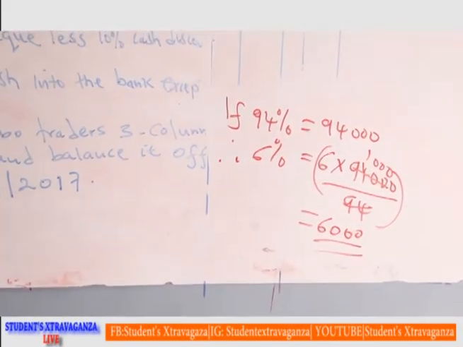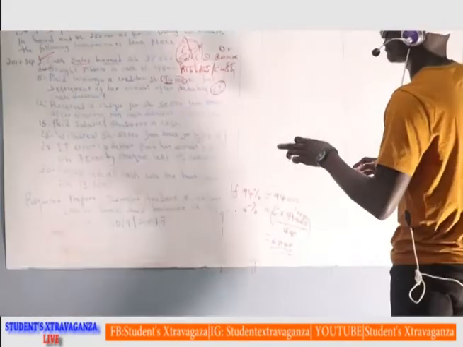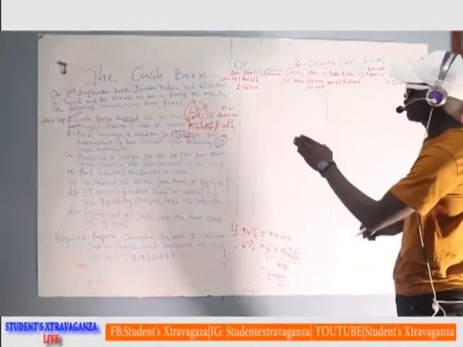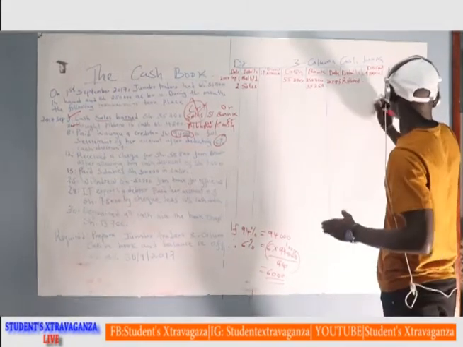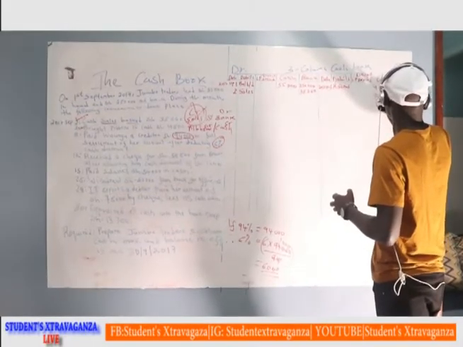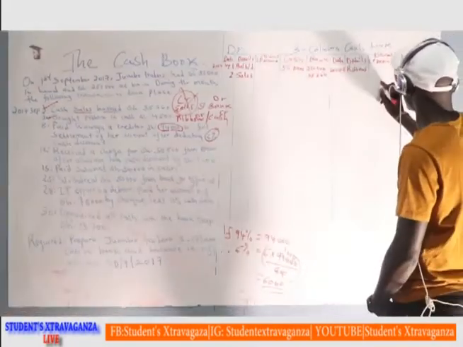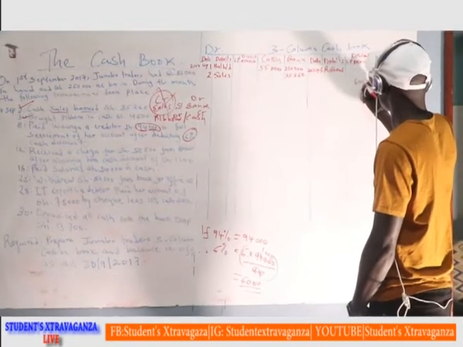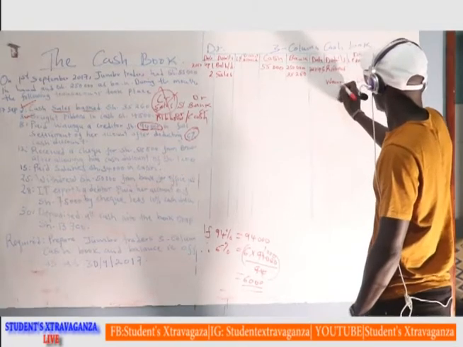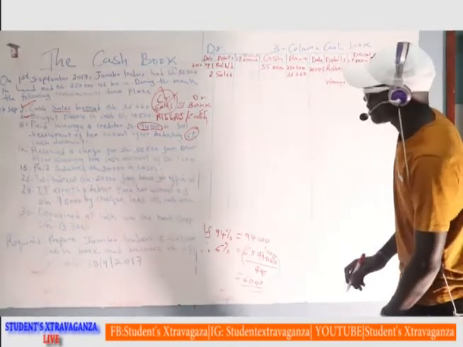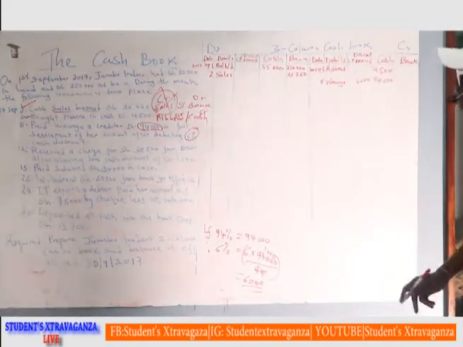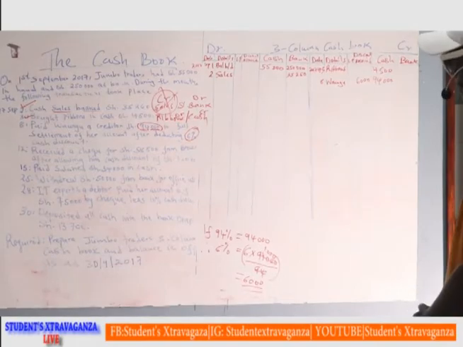So paid Waungu, a creditor, 94,000 in full settlement of account after deducting 6% cash discount. He paid Waungu, so cash account is affected, 94,000. Discount received is 6,000. Then Waungu is a creditor. The name of the creditor is Waungu. That one is on 8th, 2017, September 8th. We are done with that.